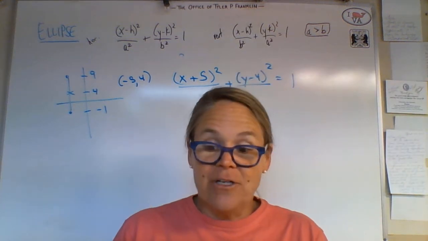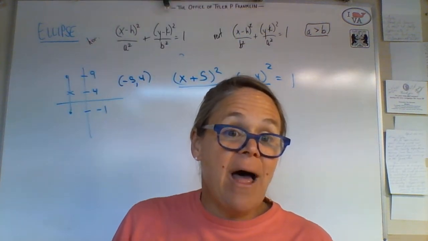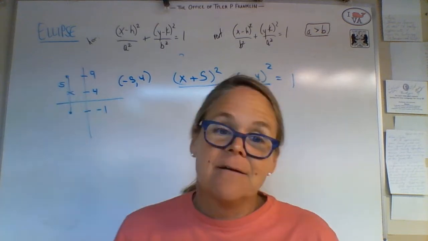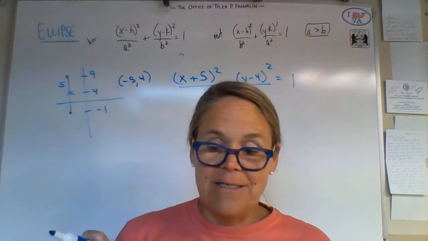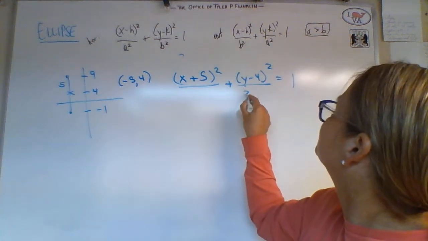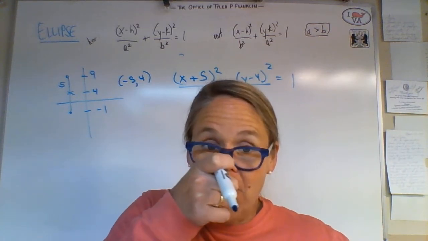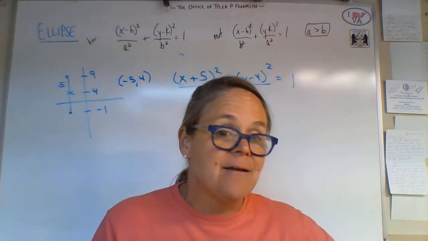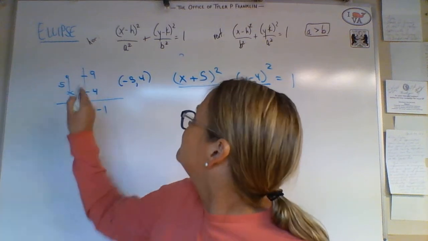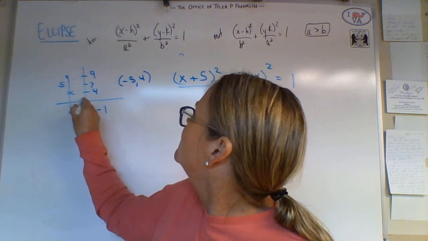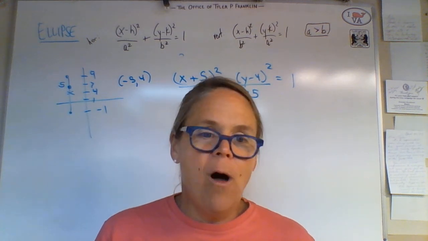Now that those are vertices, so that's long this way. So 5 spots, that's going to go underneath the y because you went up and down. So square that, gives you 25. Now, this one's a little bit harder because it's giving you the foci. So the foci they're telling you are at negative 5, 7 and negative 5, 1.